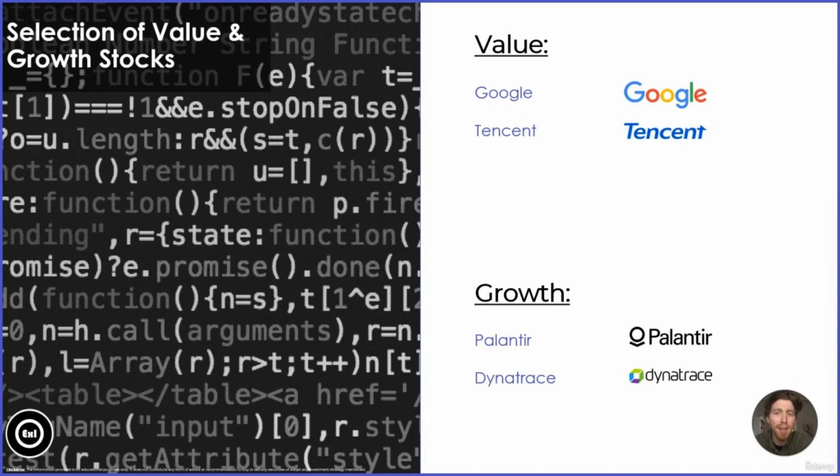And to sum up, if you're more risk aware and you are looking for constant linear growth, I think Google and Tencent are great companies to look at. And if you are willing to take a bit more risk, but also are hungry for higher returns, Palantir and Dynatrace are super interesting companies to consider if you want to invest in artificial intelligence.